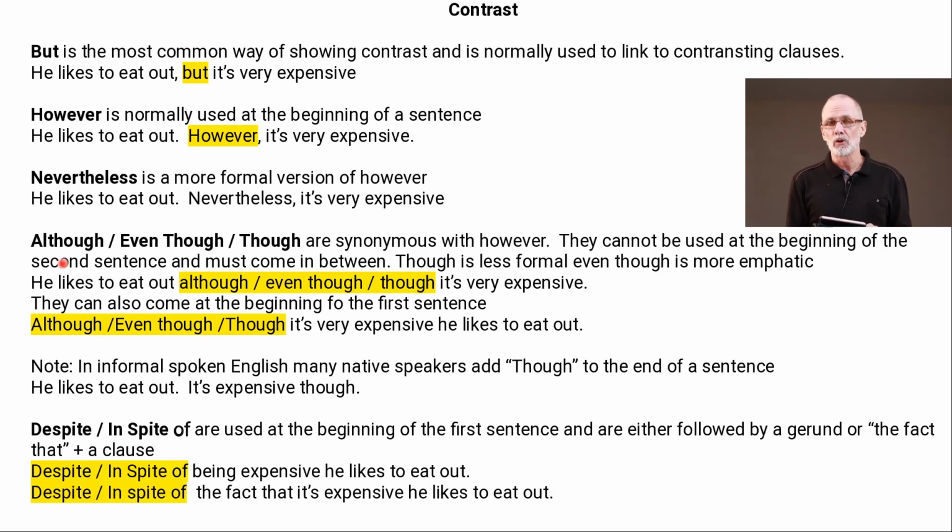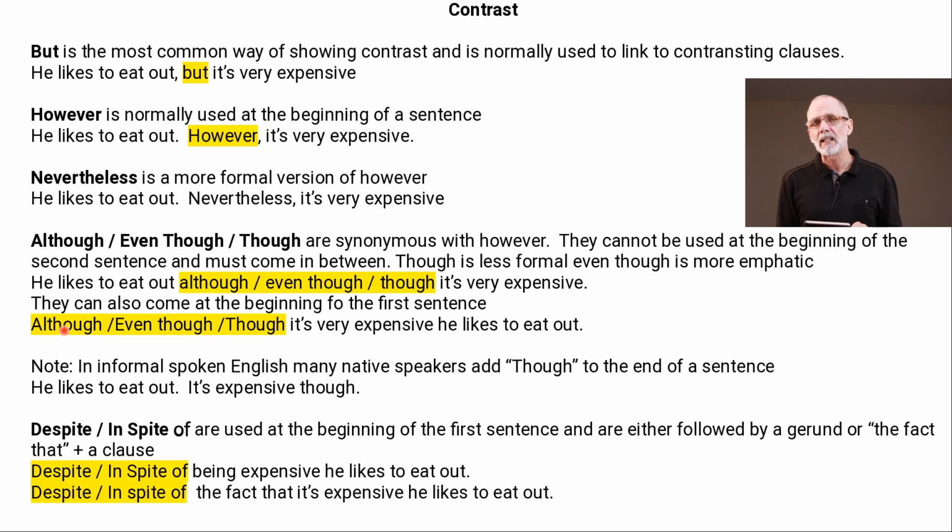We also have the words "although", "even though", and "though", which are really synonymous with "however", but they cannot be used at the beginning of the second sentence and must come in between. So here are the examples. He likes to eat out, although it's very expensive. He likes to eat out, even though it's very expensive. And he likes to eat out, though it's very expensive. There's a small difference between these three words. "Although" is neutral, "even though" is more emphatic, and "though" is less formal.